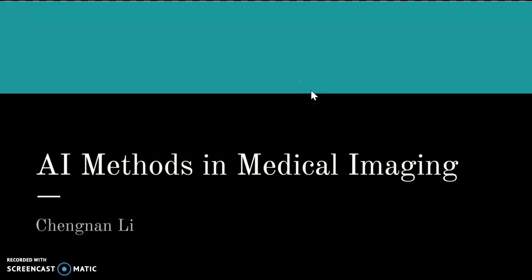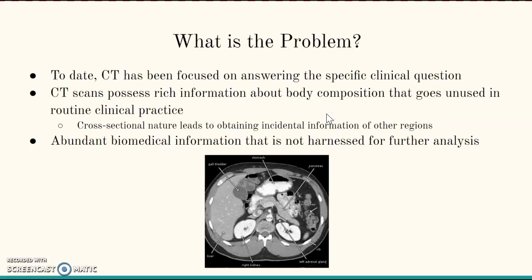Today I'm going to talk about the project that I've been working on this past semester, which was using AI methods in medical imaging. So what is exactly the problem that we're working at? Well, to date, CT scans have been focused on answering specific clinical questions. So if you were to go to a colonography, then the clinician will look at your colon section and see if there was any problems within the colon.